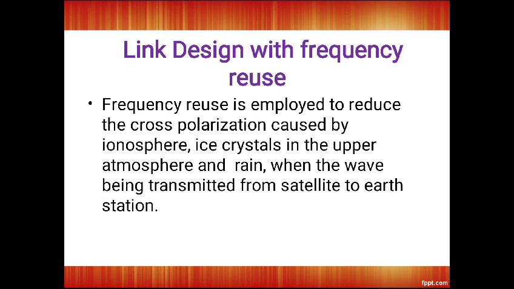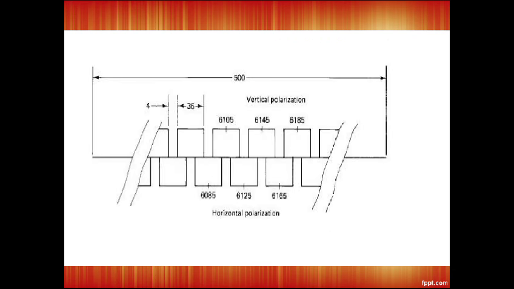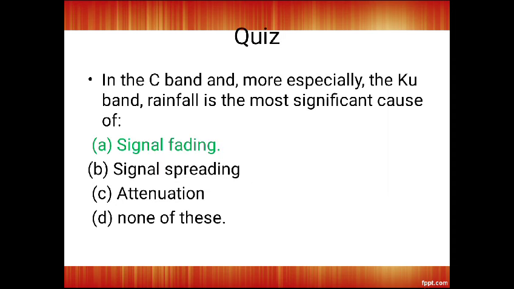Link design with frequency reuse. Frequency reuse is employed to counter the cross polarization caused by the ionosphere, ice crystals in the upper atmosphere and rain when the wave is being transmitted from satellite to earth station. This is the horizontal polarization and vertical polarization that we are using to control the satellite.